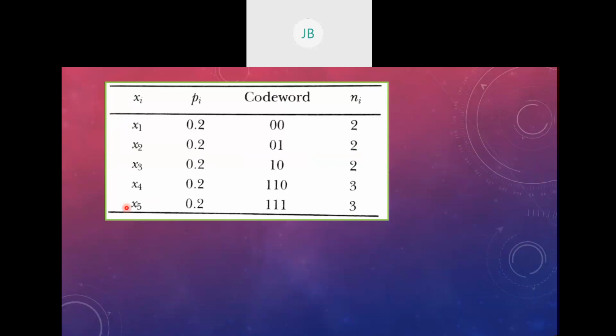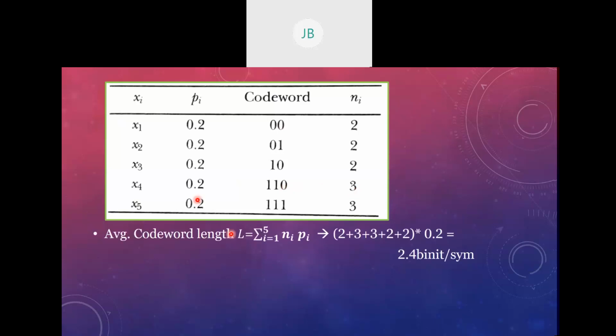So X5 has 1, 1, 1, and X1 has 0, 0, and so on. These are the Ni, the length of the code words: 2 bits here, 3 here because there are 3 bits, and so on. Now we need to find the average code word length. The equation is Ni multiply Pi.